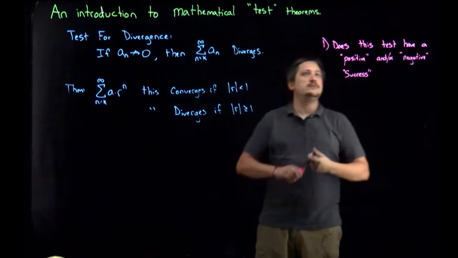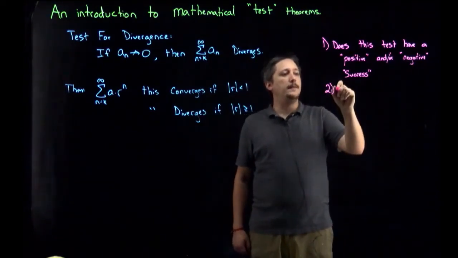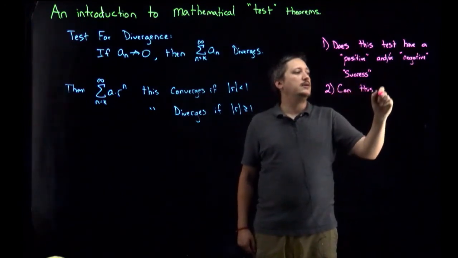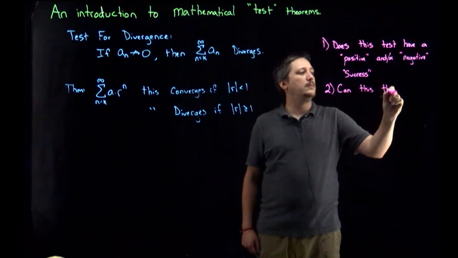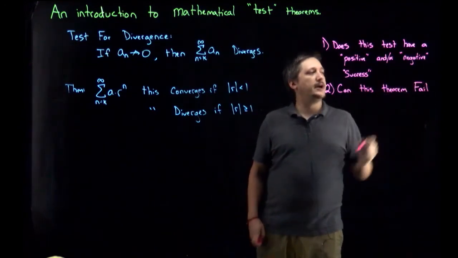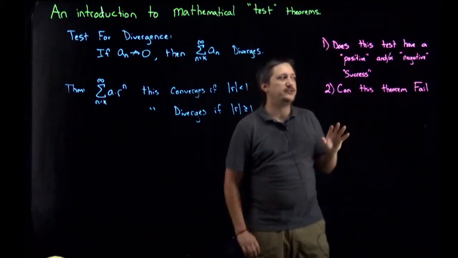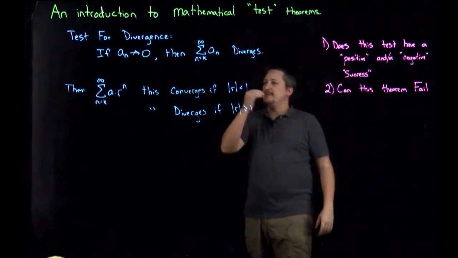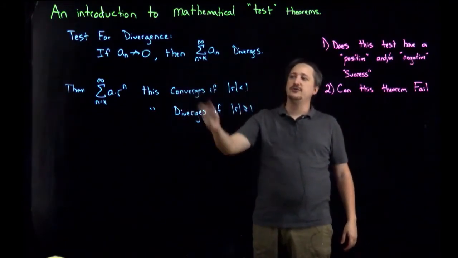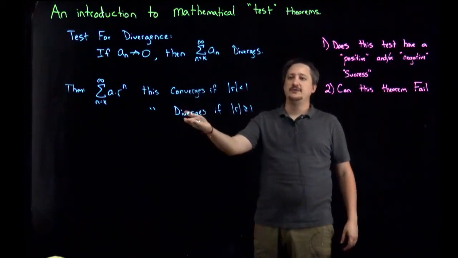As opposed to, this is the second possibility to think about: can this theorem fail? And this is why I draw a difference between positive and negative success as opposed to fail. Because here, if I know that r is less than 1, I know something, I know it converges. If r is greater than or equal to 1, I know something, I know it diverges, right?